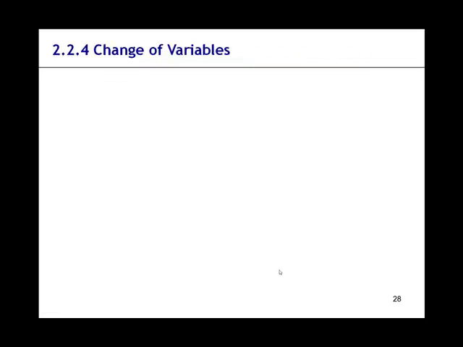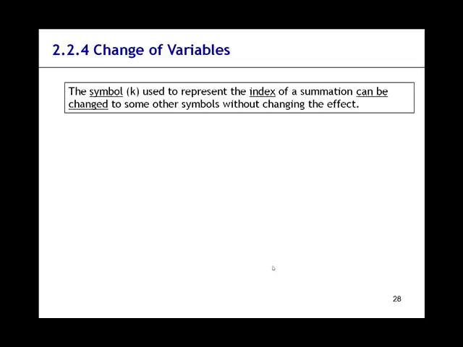Right, next we're going to talk about the change of variables. The symbol K is used to represent the index of summation. It can be changed into some other symbols. We do not necessarily have to use K all the time without changing the effect. So this should be quite obvious to you.